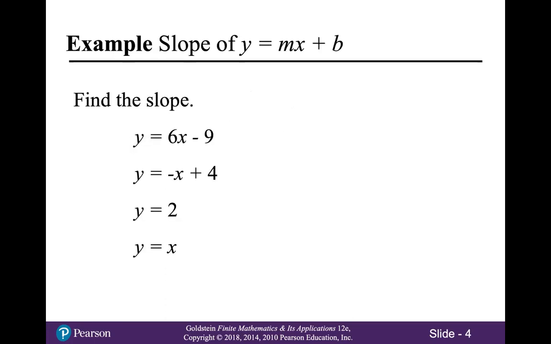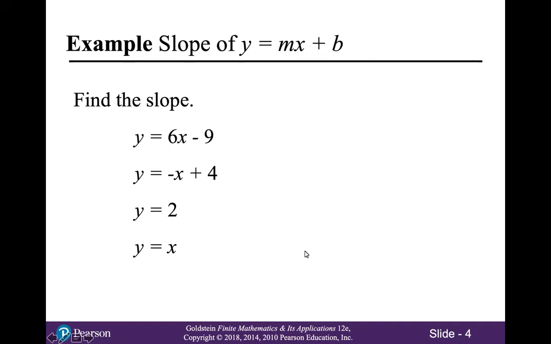All right, so here's an easy example. We'll find the slope of each of the following lines: y equals 6x minus 9, y equals negative x plus 4, y equals 2, and y equals x. So the first one, remember, just match each equation up with y equals mx plus b and try to identify the number m.